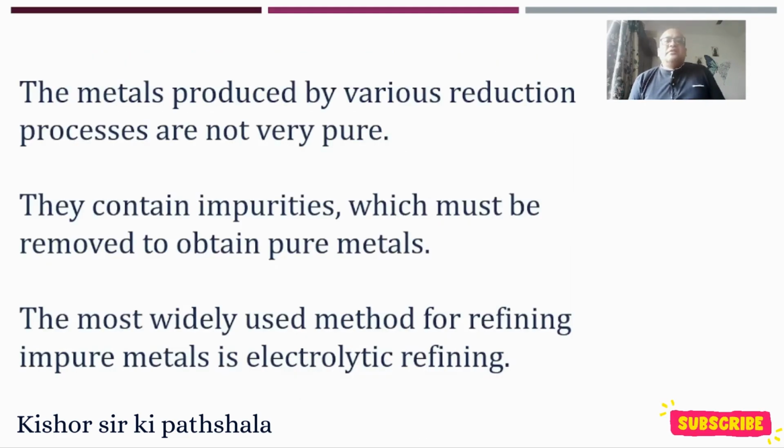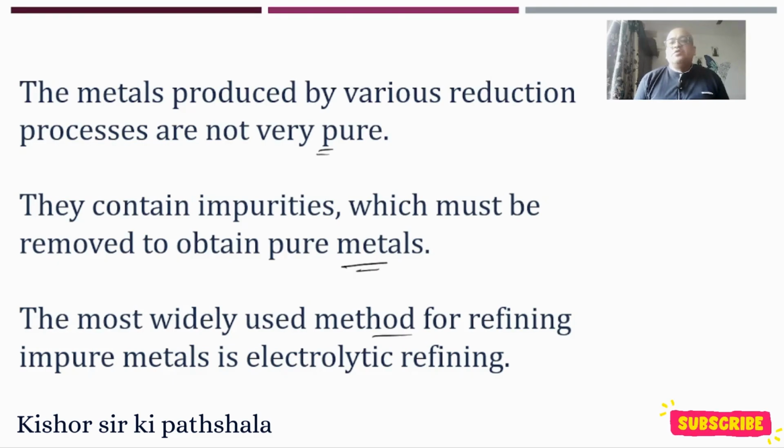Now you see that the metals produced by various reduction processes are not very pure. We have extracted metals by different processes, reducing them, but the metals we have got are not 100% pure. They contain a lot of impurities, so that has to be removed. So what method do we need to use? They contain impurities which must be removed to obtain pure metals.